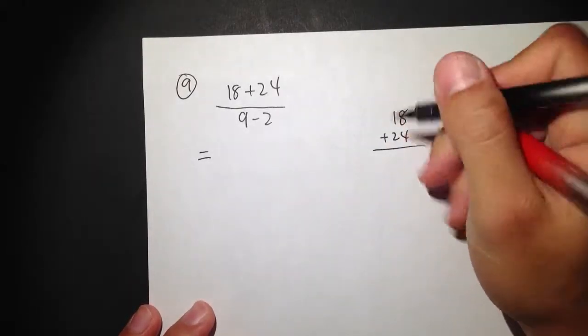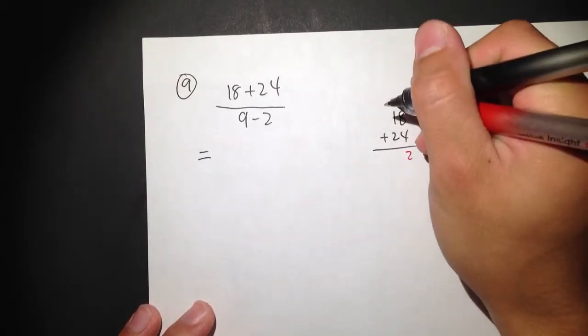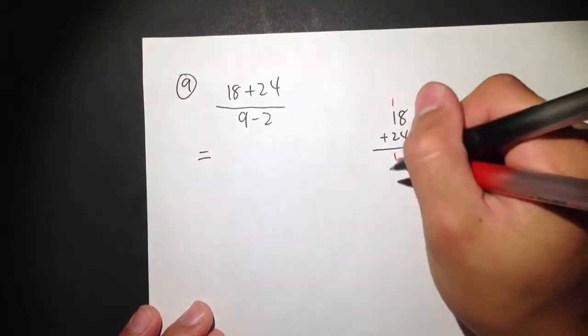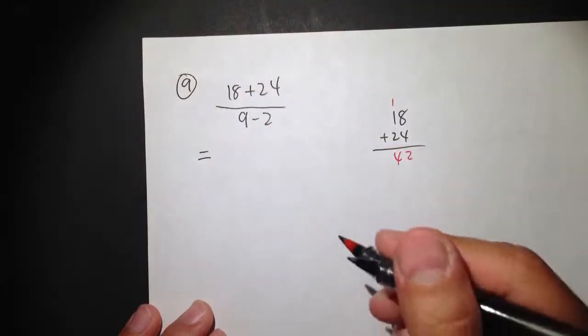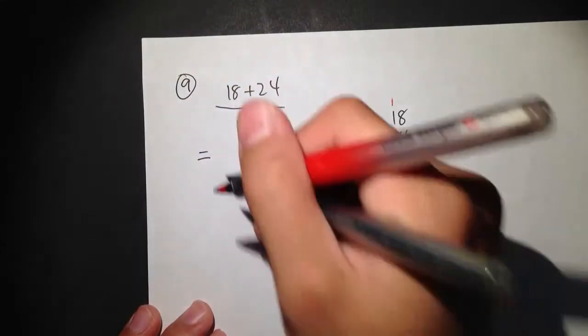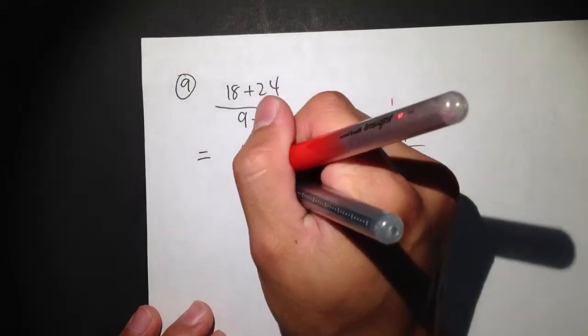Let's do 18 plus 24. We have 8 plus 4 is 12, so let's put down the 2 and carry the 1. Then 1 plus 1 is 2, plus 2 is 4, so it's 42. On the top right here, we get 42, over 9 minus 2, which is 7.